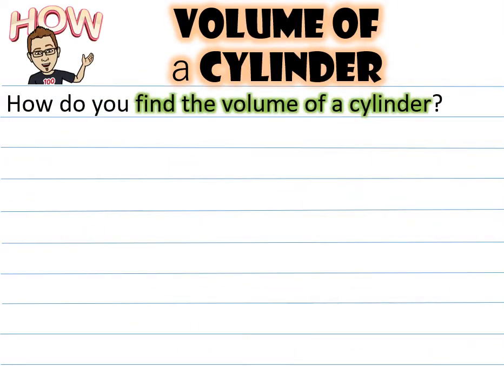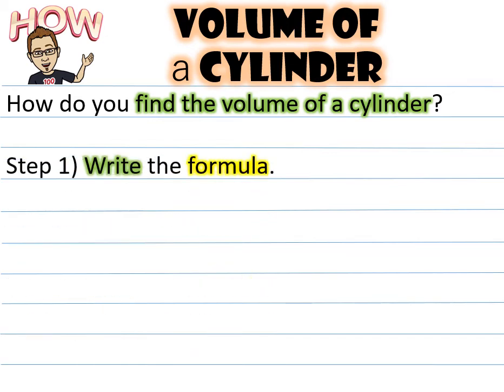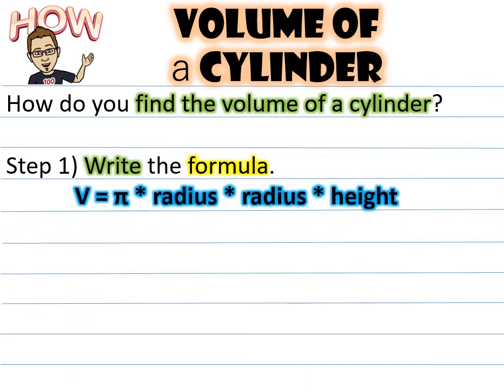How do you find the volume of a cylinder? Step number 1, write the formula. V equals pi times radius times radius times height. Now, if that sounds familiar, in our previous chapter with circles, we talked about pi times radius times radius for the area of a circle. So today we're finding the area of a circle and multiplying it by its height.